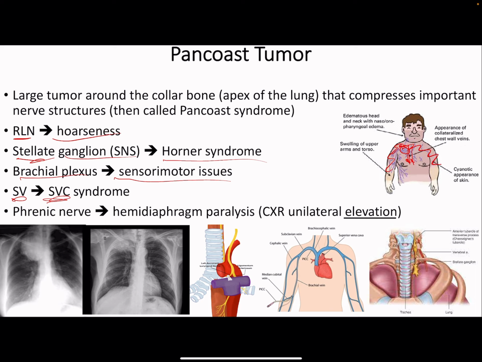This is going to be associated with edema in the upper torso, and collateralized veins, and just a general cyanotic venous appearance to the torso and the body. Also, the phrenic nerve being compressed can cause the hemidiaphragm to be paralyzed on one side. So the phrenic nerve is needed to, when you contract your diaphragm, you pull it down. So this is normal and this is abnormal. See that it's pulled up on this side and not on this side, because here I have a Pancoast tumor. So I have trouble pulling the diaphragm down, which means it should be up instead.